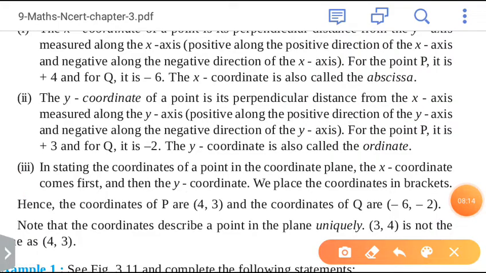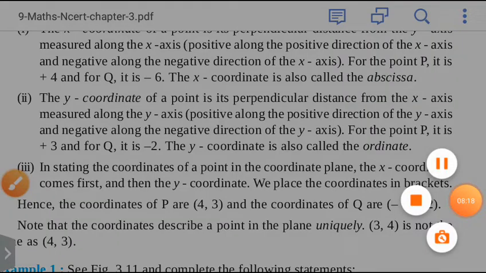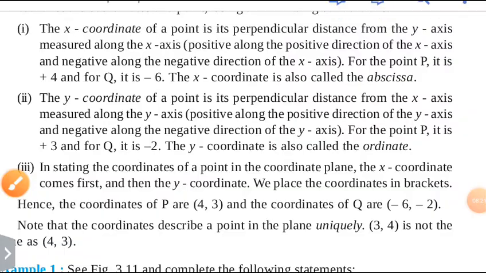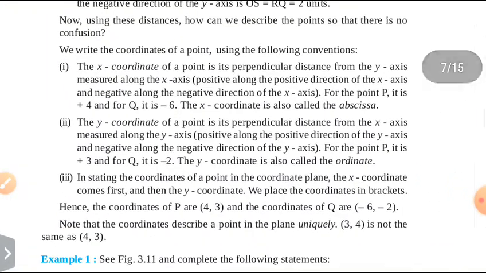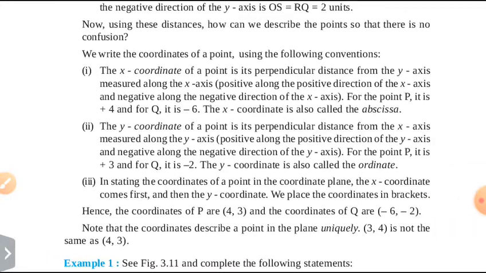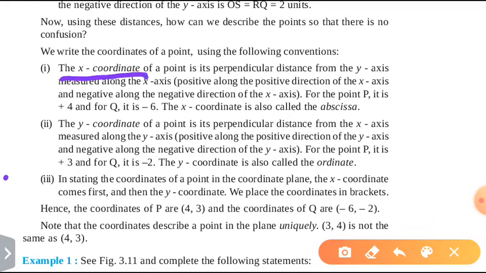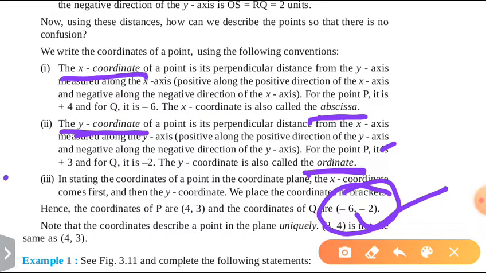You can see that the x coordinate is known as abscissa, and the y coordinate is known as ordinate. Or you can say that this whole point, minus 6 comma minus 2, is pronounced as a coordinate.